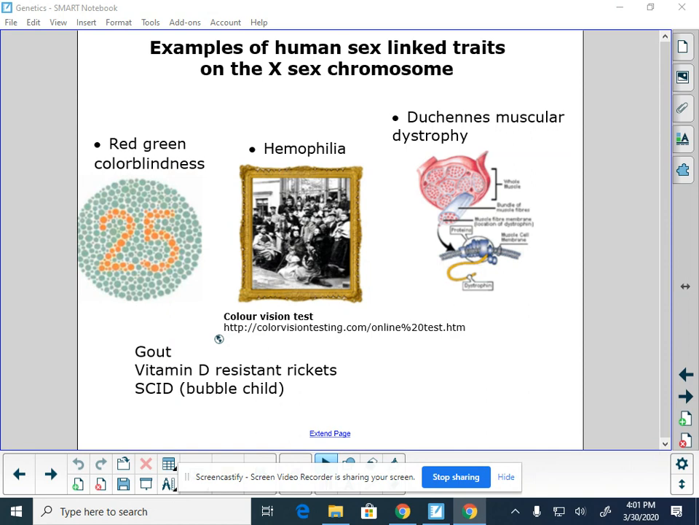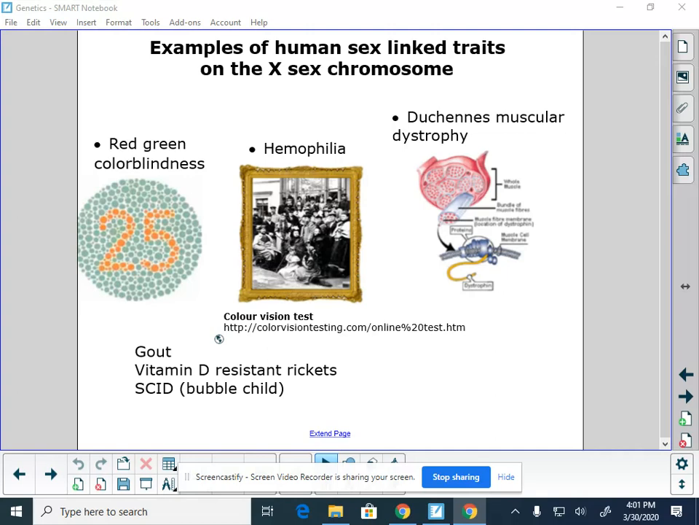Today we are talking about sex-linked traits for genetics, and I'm starting with our smartboard notes here where we have some examples of sex-linked traits. A sex-linked trait means it's a trait or a gene that's found on the X chromosome.